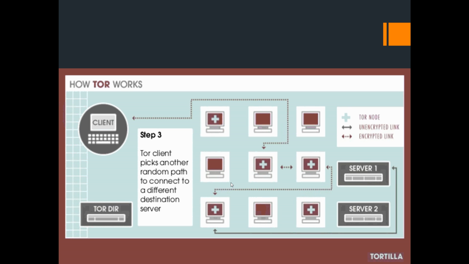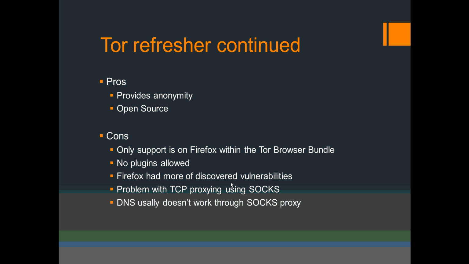And if you want to visit a different server, then it picks a totally different random path to connect to that different destination server, again through an exit node. So the traffic from your client to the exit node is all encrypted, and it only gets decrypted when it goes from the exit node to the actual server you're trying to contact.